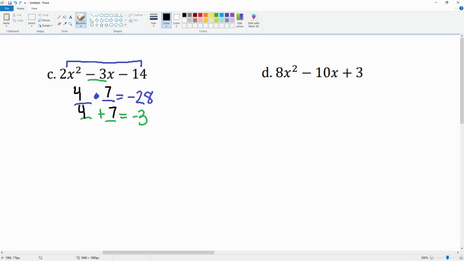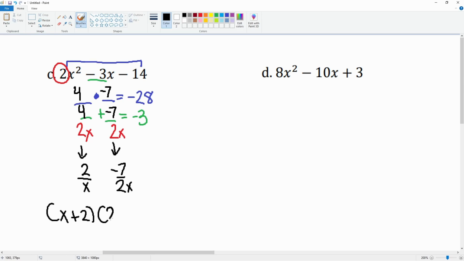But we're trying to make a negative 3. So the negative has to be on the larger number. 4 times negative 7 is negative 28. 4 plus negative 7 is negative 3. Now we want to divide by our ax term. So it is 2x, 2x. Can we simplify? Yes, 2 does go into 4, 2 does go into 2. 2 goes into 4 2 times. 2 goes into 2 1 time. So it's 2x. This simplifies to negative 7 over 2x. In factored form, it is x plus the top, which is plus 2, and the bottom 2x minus 7 is your second factor.